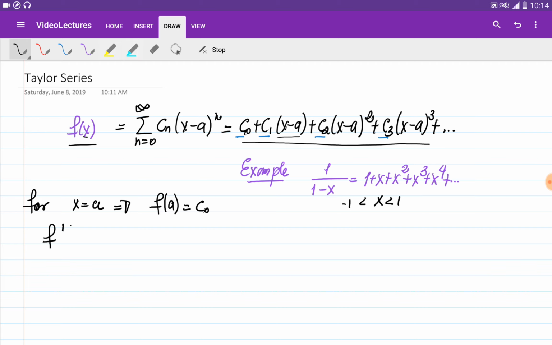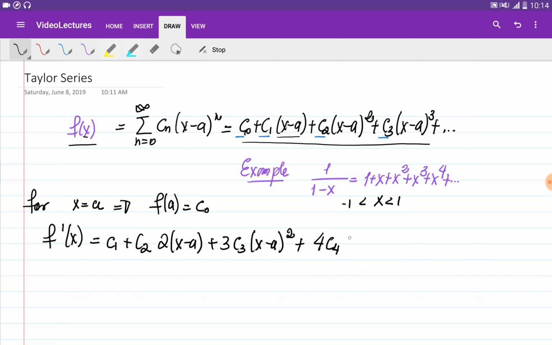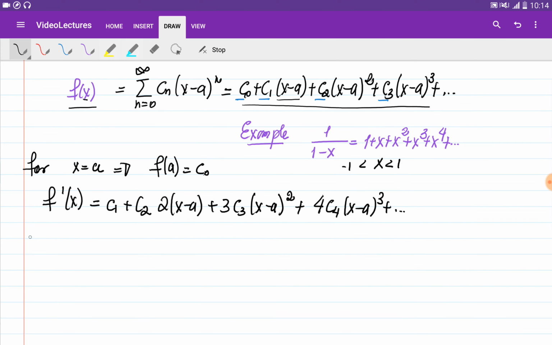So let's find the derivative of f(x). It's going to be c1 multiplied by 1, right, plus c2 multiplied by 2, x minus a to the power of 1, plus 3 multiplied by c3, x minus a to the power of 2, plus, you may guess that the next term is 4 multiplied by c4, x minus a cubed, plus and so on. So when x is equal to a, f prime of a is simply equal to c1 because all the other terms are going to vanish, right?